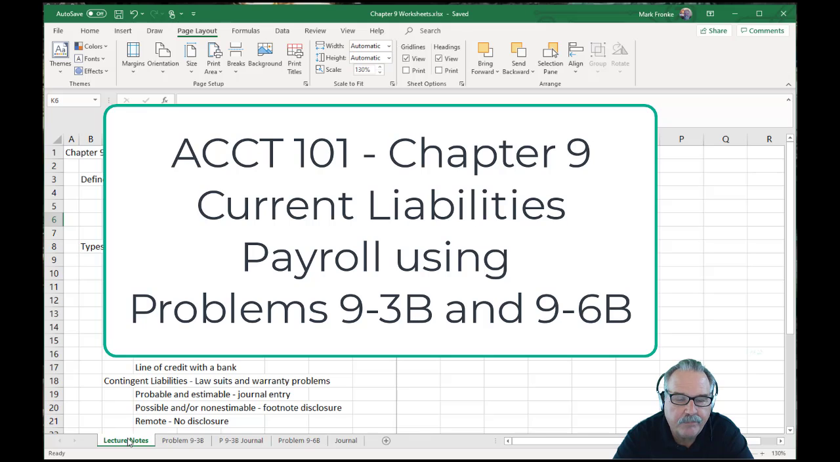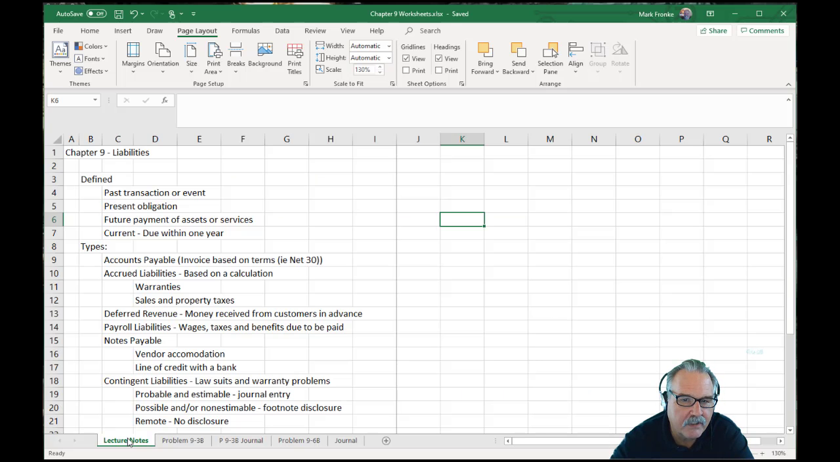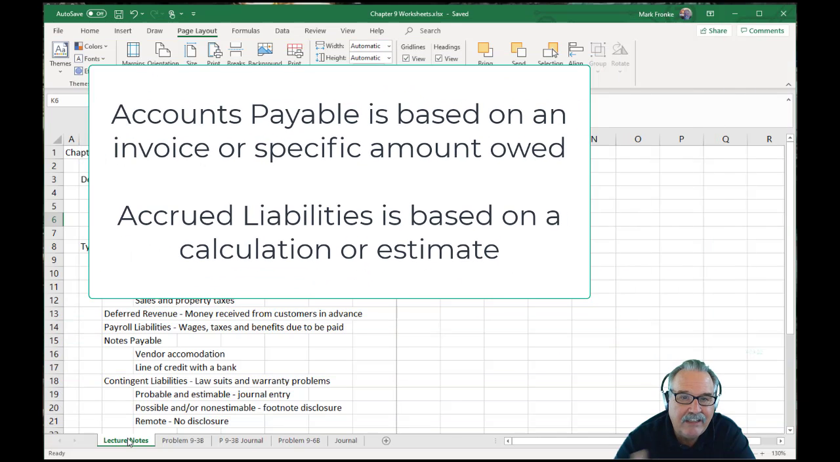We're talking about money that we owe based on a past transaction or event. In other words, we have incurred some sort of a liability in the past, and we're going to pay in the future. So accounts payable is probably our number one liability most of the time. That's money that we owe based on an invoice from a vendor.